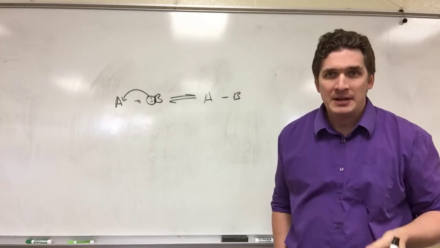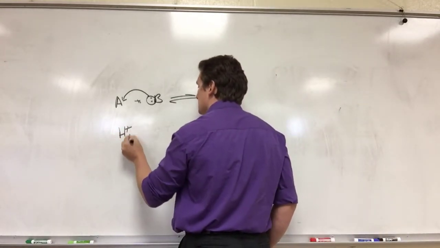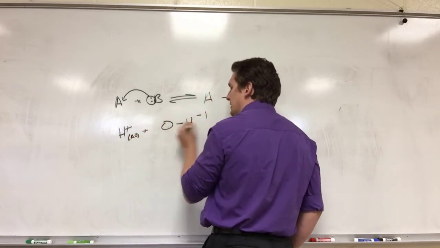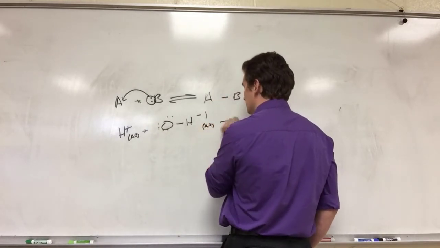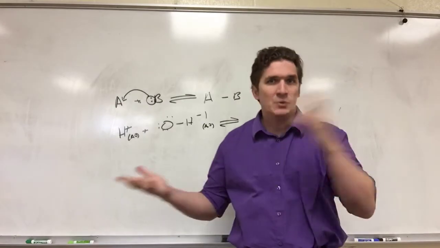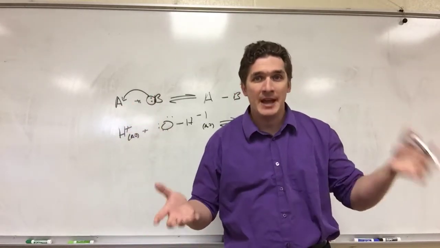How do we backtrack this back to our Arrhenius and Bronsted definitions? Well, we've got H plus, and we've got OH minus, but we're actually going to write it out. So OH minus here is our quintessential example of a base. H plus is our quintessential example of an acid.